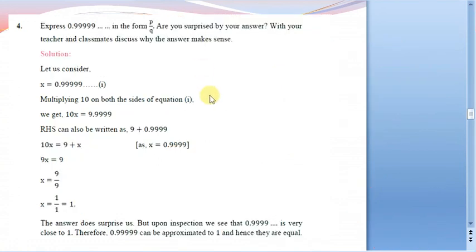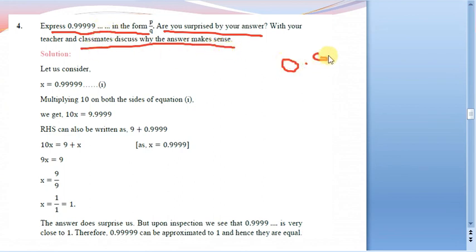With this, let us move to the fourth question. Express 0.999 in p by q form. Are you surprised with your answer? With your teacher and classmates, discuss why the answer makes sense. Here, basically it is nothing but 0.9 bar. The method we know already.